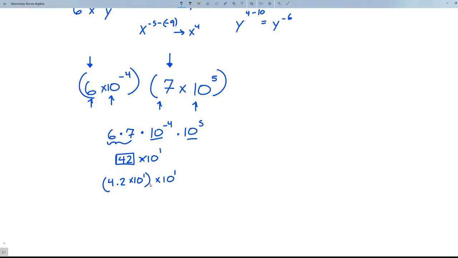Then again, we simplify. We've got a 10 and a 10, so we combine them. So we have 4.2 times 10 to the first times 10 to the first. Bases are the same, so we add the exponents and we get 4.2 times 10 to the second as the result of this product.